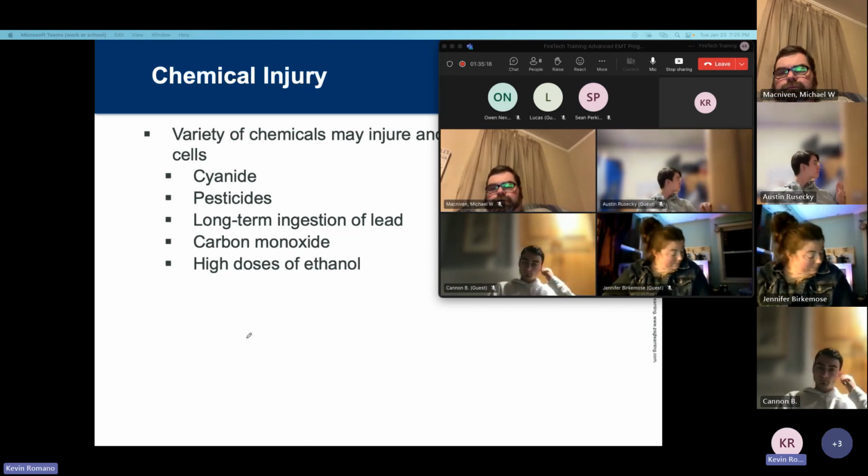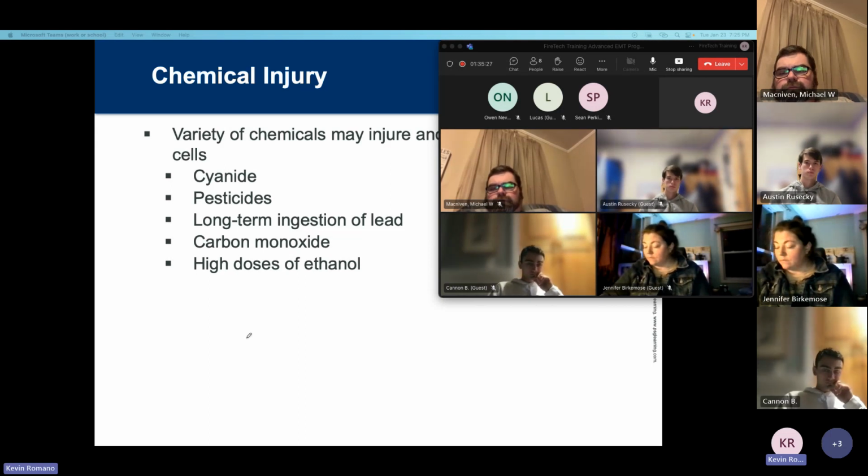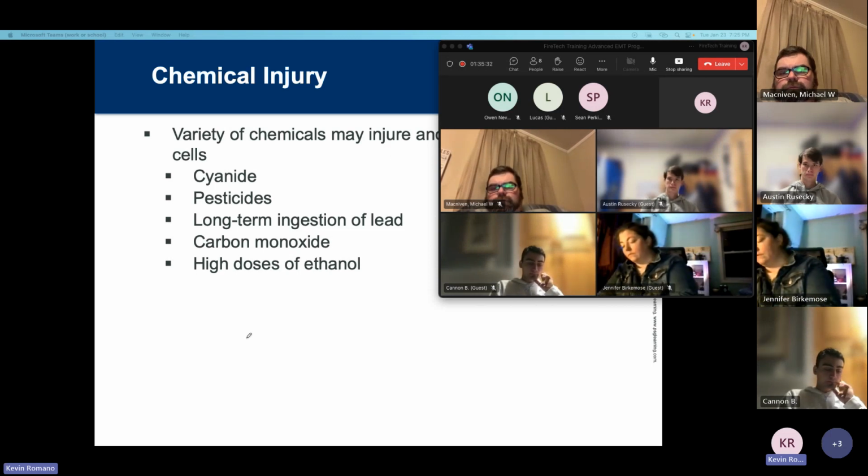Or you get something called a RAD57 monitor, and that can monitor carbon monoxide levels in the blood as well. Okay. Other ones would be higher doses of ethanol, which can produce severe CNS depression and also hypoventilation.